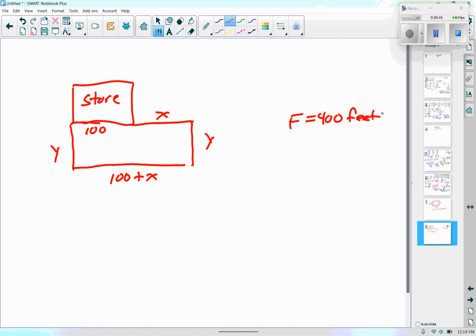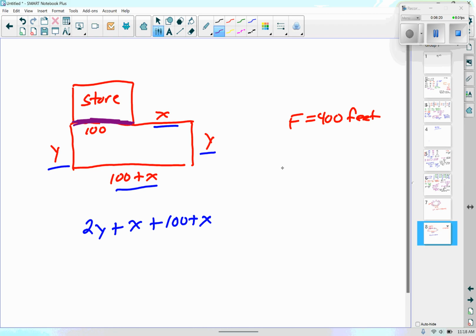So let's see if we can figure this out based on what's given to us. I know right now that 2y plus x plus 100 plus x, all of these regions here is our fenced area. Notice I'm not including this portion of the fence because we're using the edge of the store to do that.